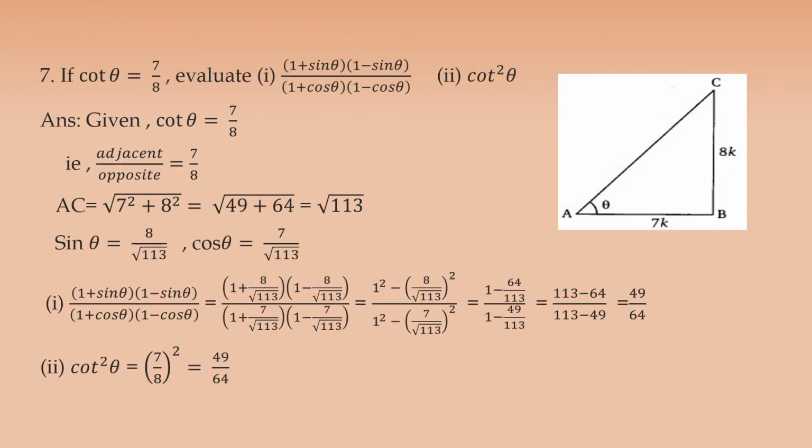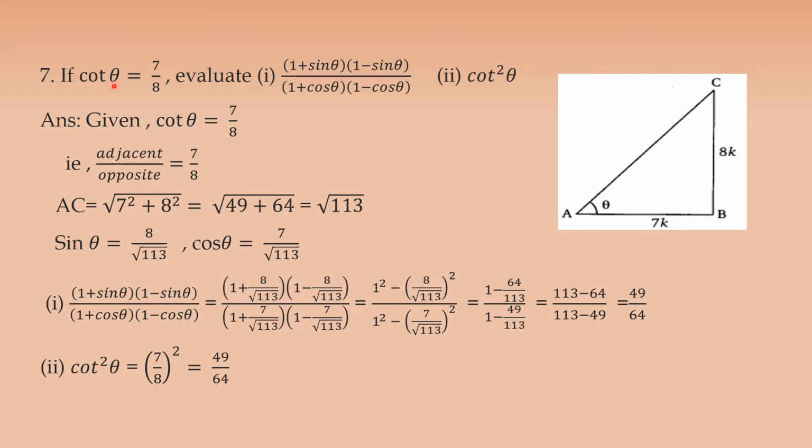Question number 7. If cot theta is equal to 7 by 8, evaluate (1 plus sin theta)(1 minus sin theta) by (1 plus cos theta)(1 minus cos theta), and cot square theta. In this question, we are going to study a Greek letter theta, which is used to serve as a variable standing for the size of some angle.